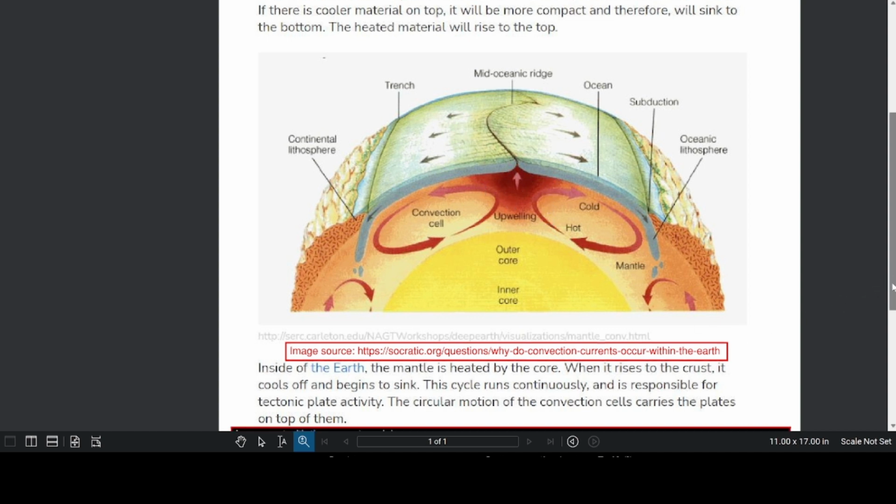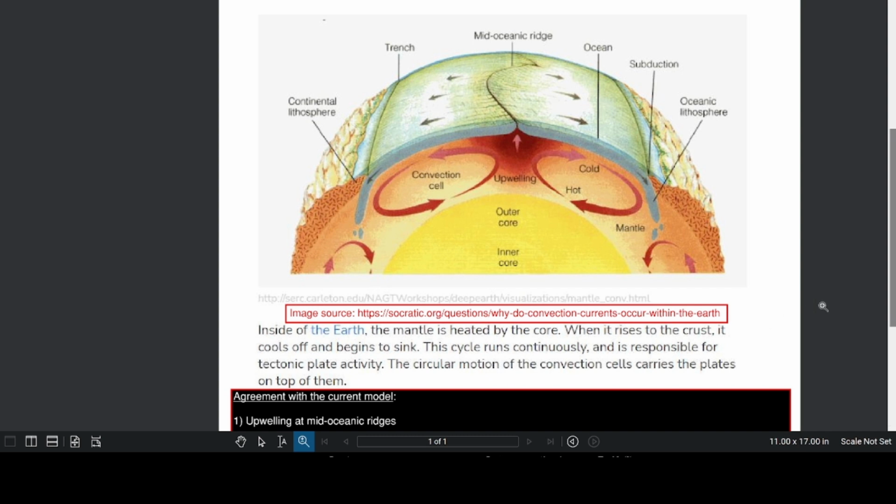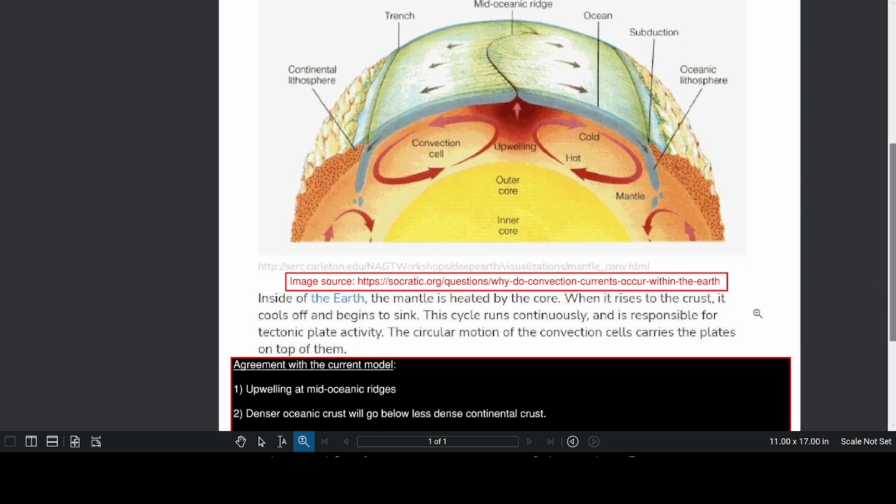Okay, and to read further on here, inside of the Earth, the mantle is heated by the core. When it rises to the crust, it cools off and begins to sink. This cycle runs continuously and is responsible for tectonic plate activity. The circular motion of the convection cells carries the plates on top of them. So that's in general, and the claim is that the circular motion of the convection cells, wherever they are, carries the plates on top of them.